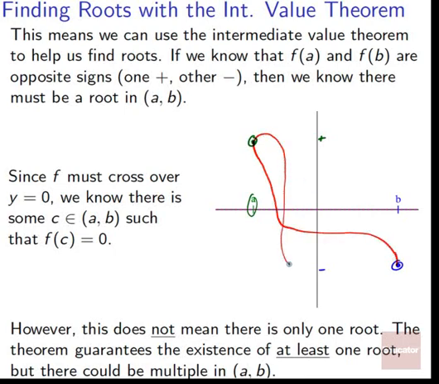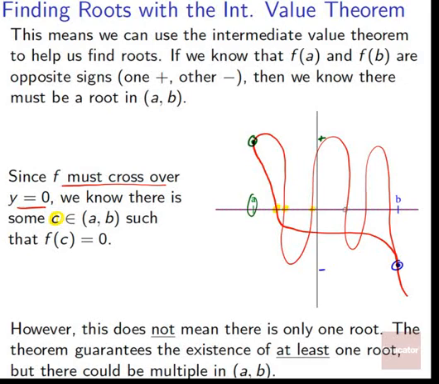It might cross over multiple times, but it has to cross over somewhere. Otherwise, it's not going to be able to make it to that point that we know is below y equals 0. So since f must cross over y equals 0, we are guaranteed the existence of the c at some point where it winds up crossing over. Now, this does not mean that there is only one root. Like we just saw on that second thing I drew, it could cross over multiple times. This theorem guarantees the existence of at least one root, but there could be multiple roots if it bounces back and forth over that y equals 0 on the way to making it to the second point.